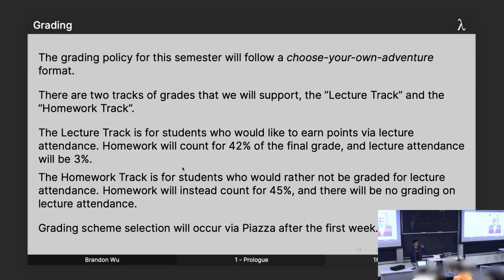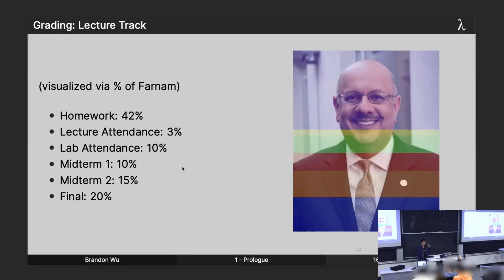To further make it clear to you, I am expressing the percentage of your grade via stripes of Farnham. So percentage of Farnham, this is lecture track. So, most of this is your homework. And you also have this little yellow band here near his chin, which is going to be lecture attendance. All right. And then midterm 1 is 10%, midterm 2 is 15%, and the final is 20%. So these go up in score quite a bit. So midterm 1 will be forgiving, and then the final will be worth a fifth of your grade.